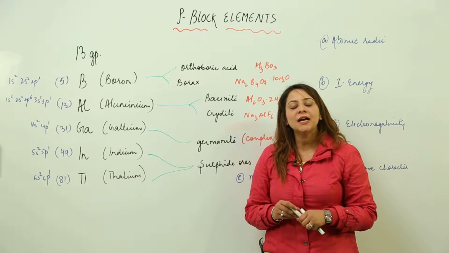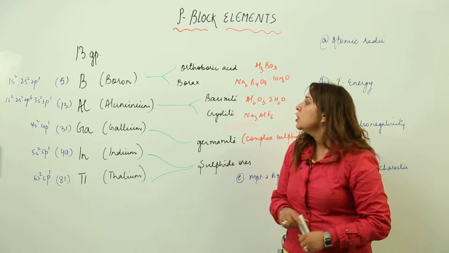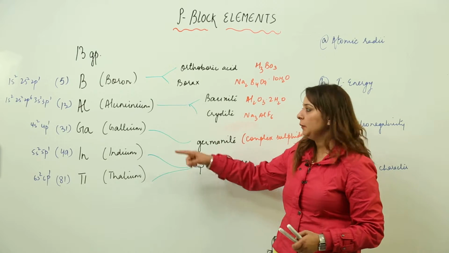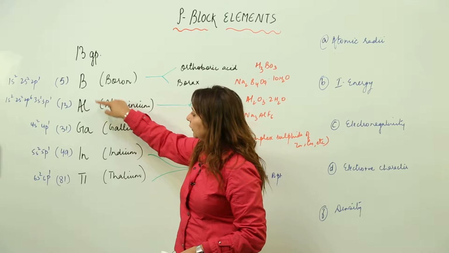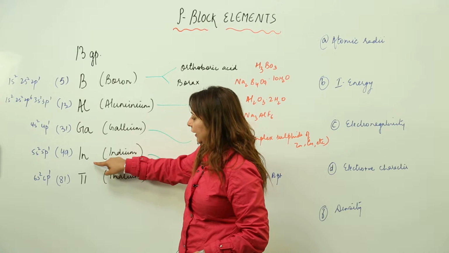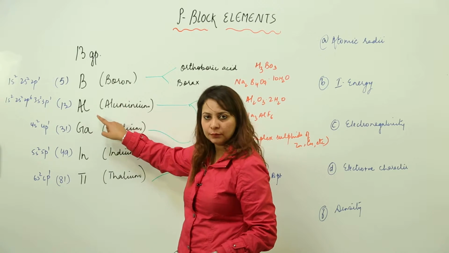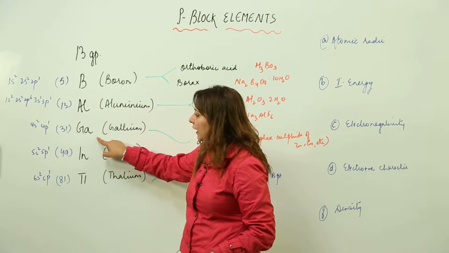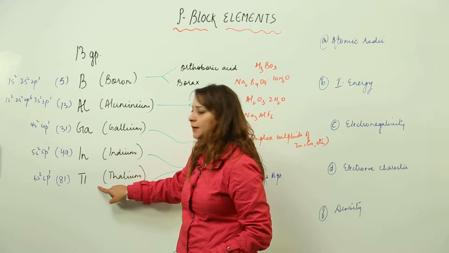Now we are going to start with the 13 group, the first group of the P block. The 13 group includes these elements. Let us see that it includes boron, aluminium, followed by gallium, indium and thallium. Again, boron B, aluminium Al, gallium Ga, indium In and thallium Tl.